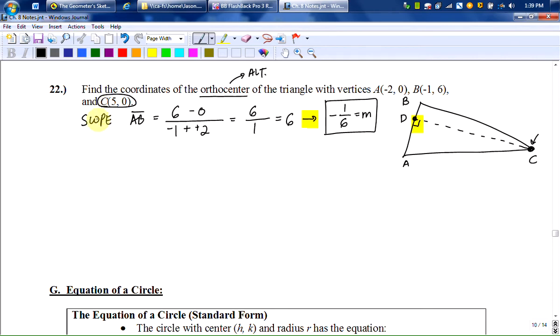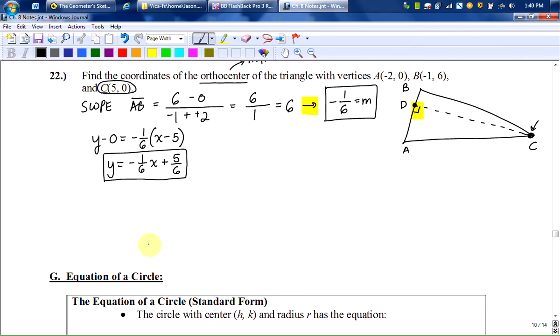It's 5, 0. And I'm going to use point slope, so y minus y1, which is 0, equals negative 1/6 times x minus x1, which is 5. Y equals negative 1/6 x plus 5/6. So I'm just changing point slope into y equals mx plus b. It doesn't say specifically which form to write the equations of the lines in, so you can put them in any form you want, but eventually I'm going to have to solve the system of equations to find where the orthocenter is. I think that's easier done when it's in y equals mx plus b.